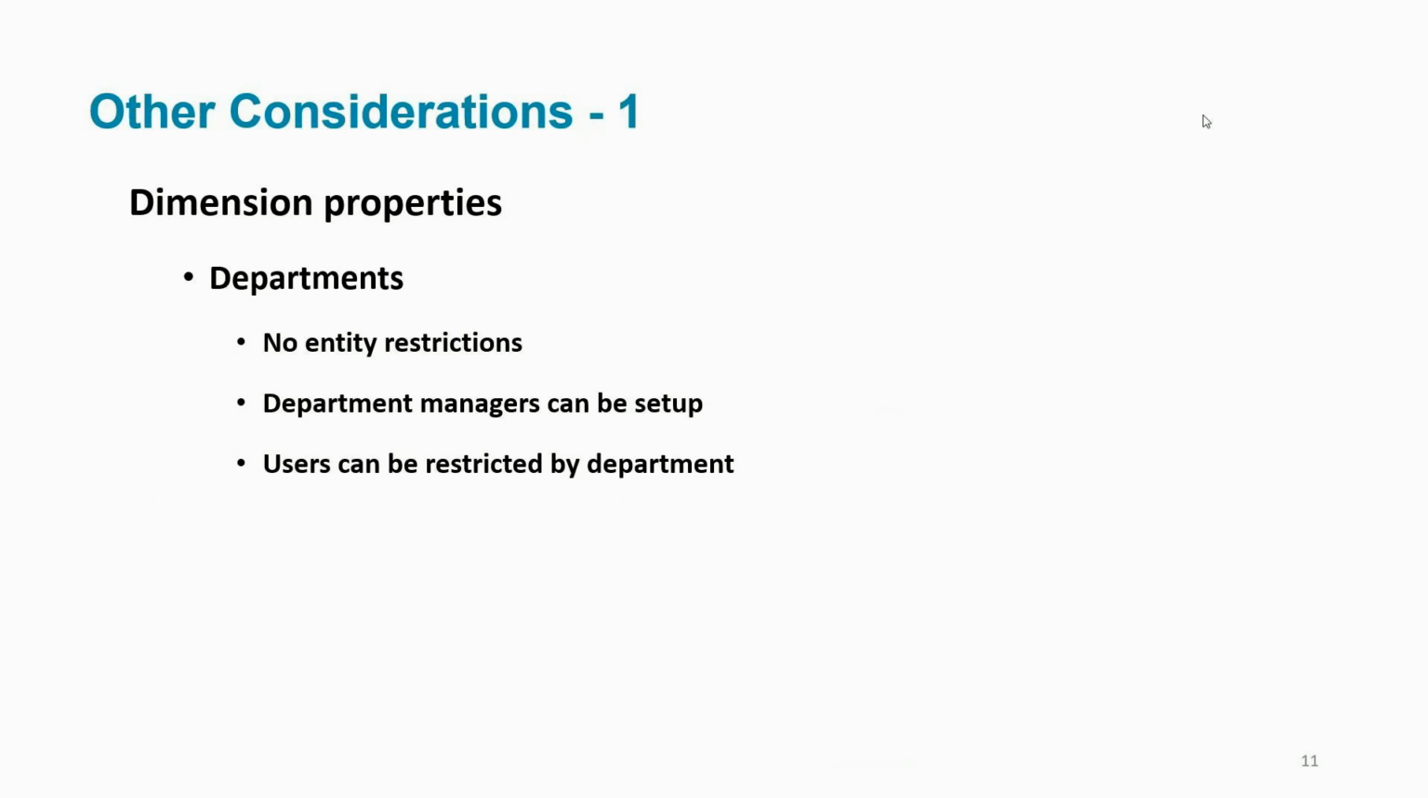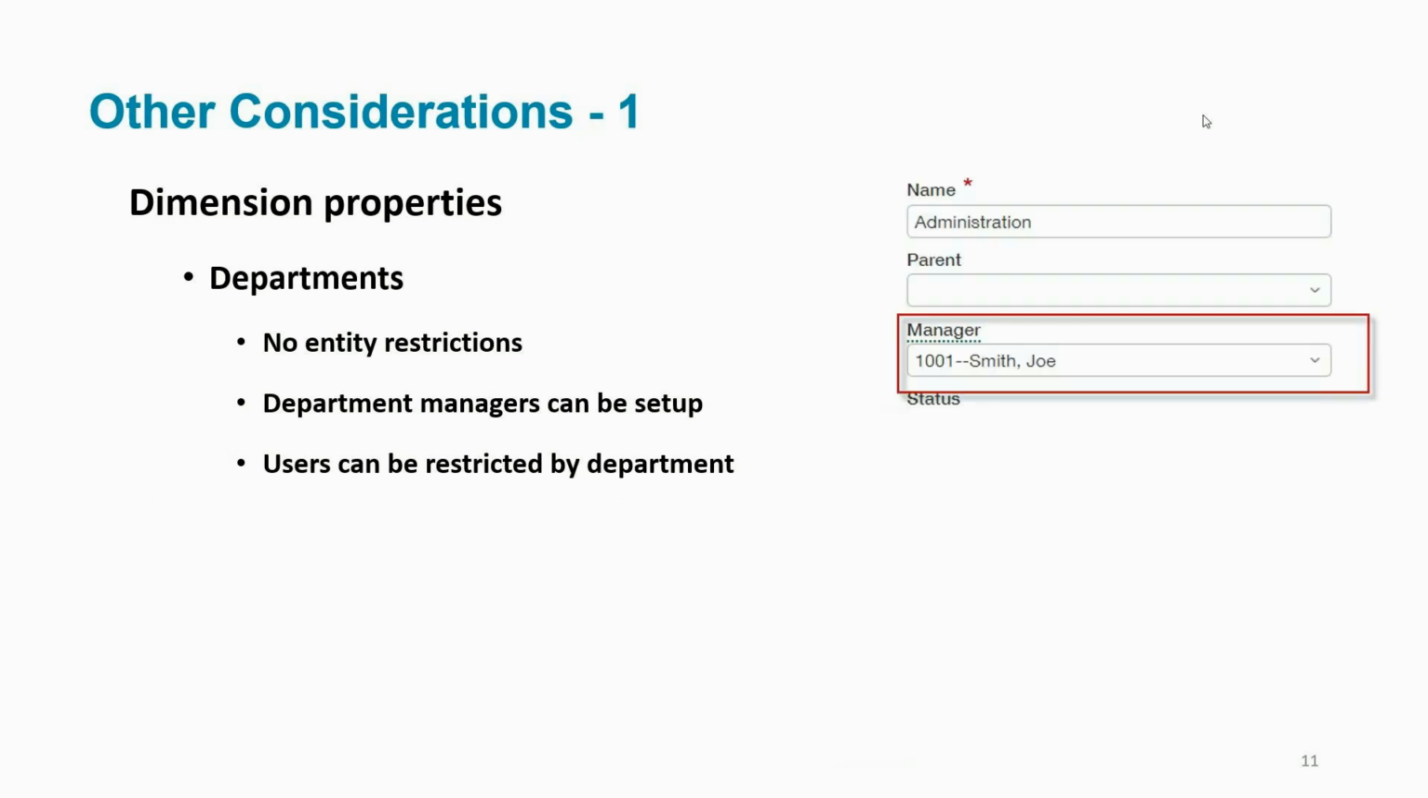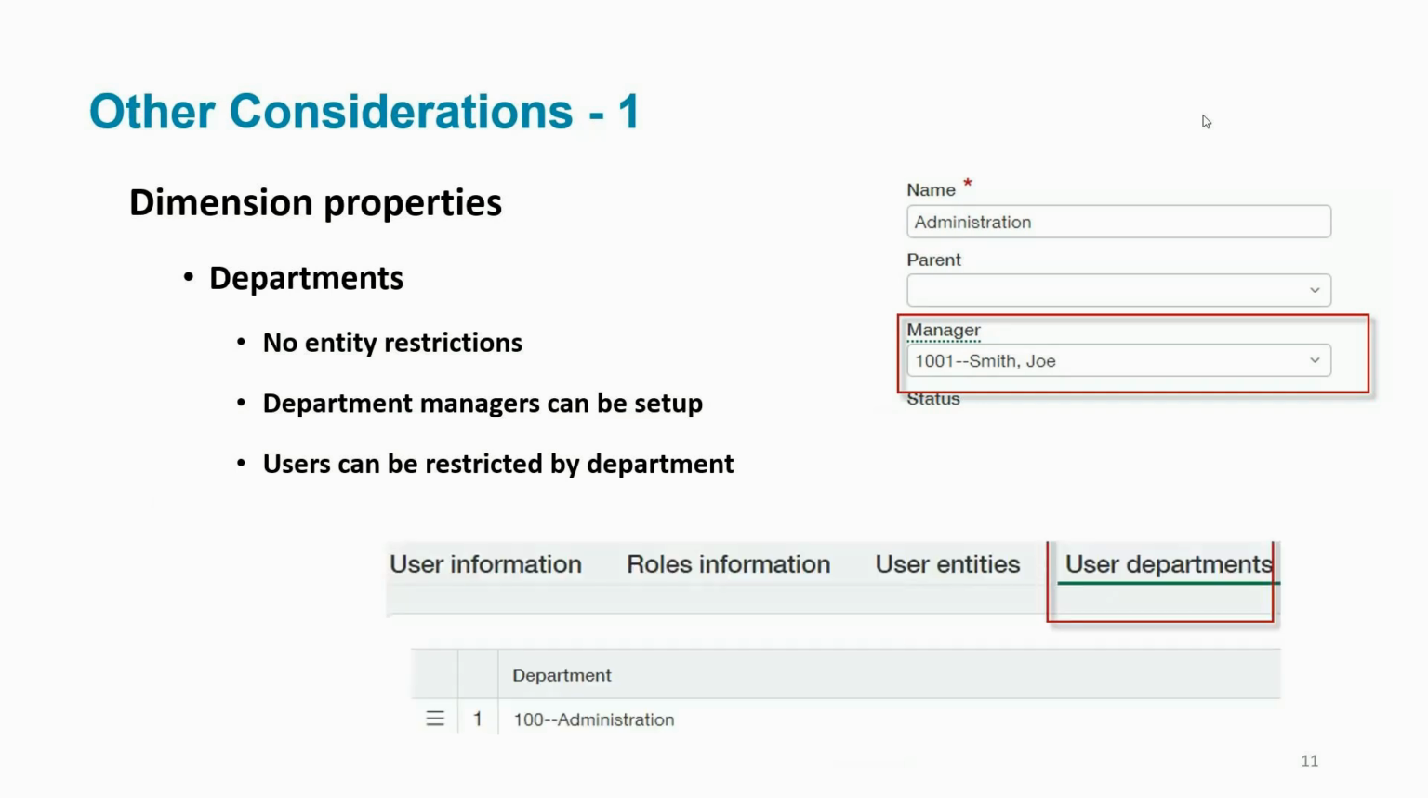This is quite important because this is the only dimension that has this feature, which means that if you're looking at it from a permissions point of view and you want to limit access to specific departments, you can use that in the setup, but this is the only dimension that you can do that with. So there we can see I've set up an administration dimension and I've set up a manager for that dimension. And then in my user setup, I've got user departments, so I can link users to specific departments.